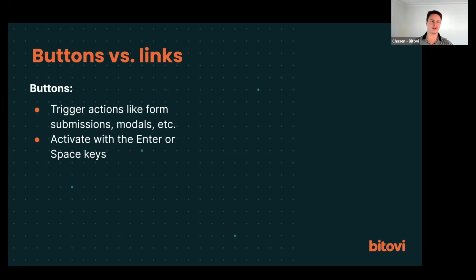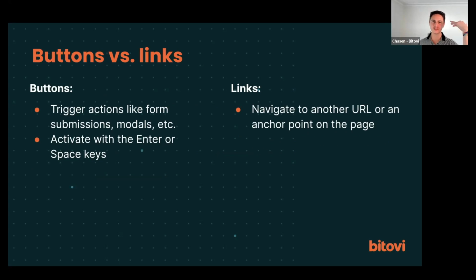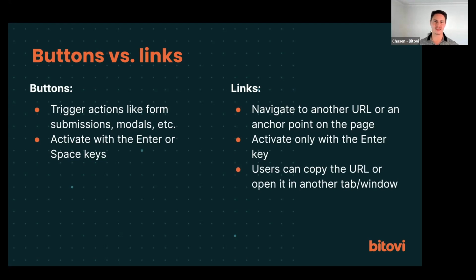Let's do a quick compare. We already talked about buttons: they trigger actions and you activate them with enter and space. Links, the big thing here is that you're going somewhere, right? Buttons do things, links go places. They're either going to another page or they're going somewhere else on the same page if you're linking to an anchor on the page, but with links you're going places, and with buttons you're doing things. Links are only the enter key, and with links, you can copy and paste them, you can share them, you can do stuff with them, right?